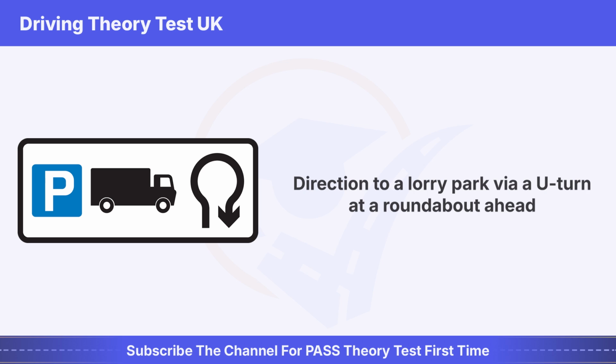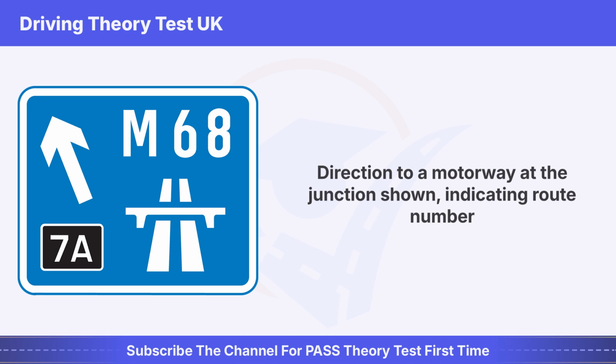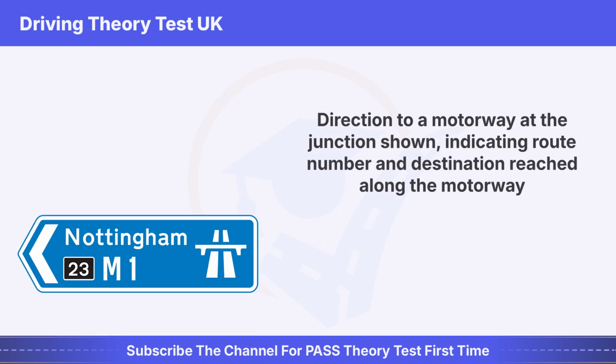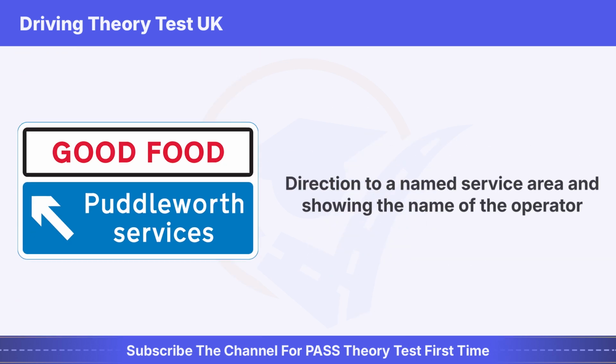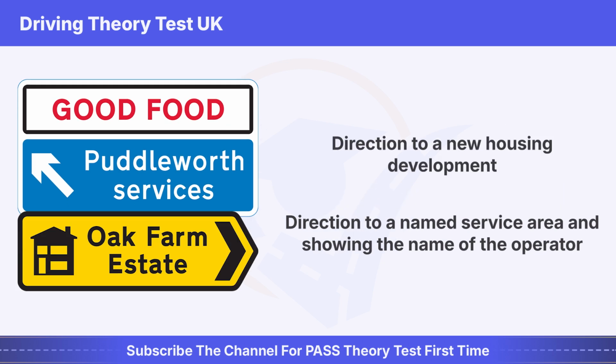Direction to a lorry park via U-turn at a roundabout ahead. Direction to a motorway at the junction shown indicating route number. Direction to a motorway at the junction shown, indicating route number and destination reached along the motorway. Direction to a named service area and showing the name of the operator.